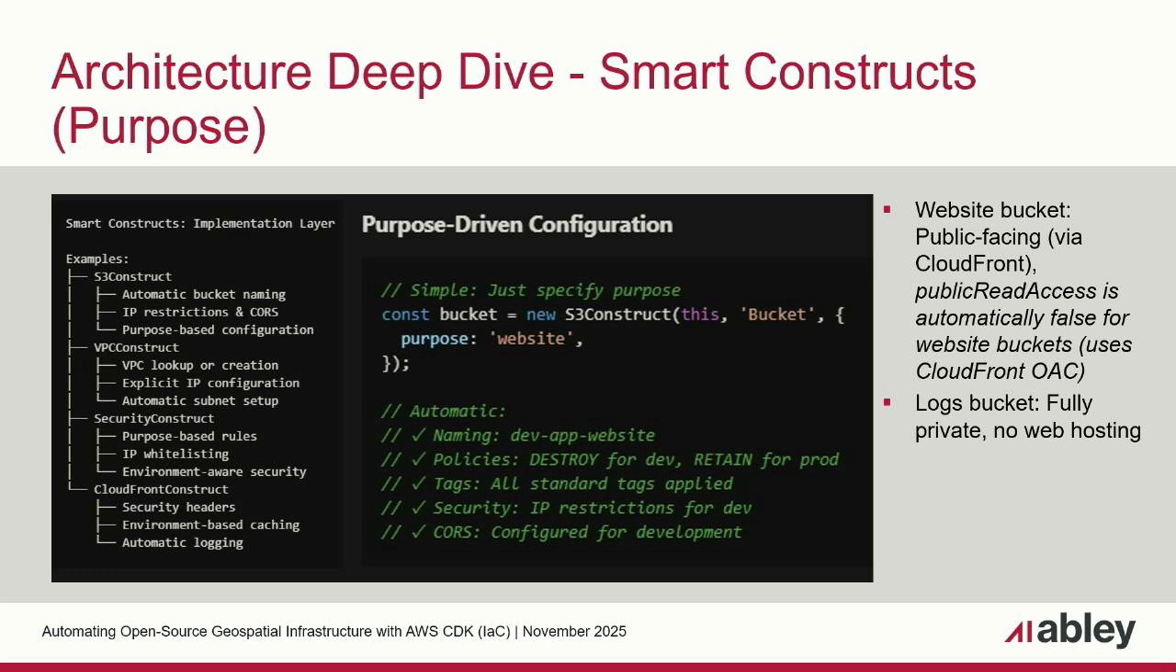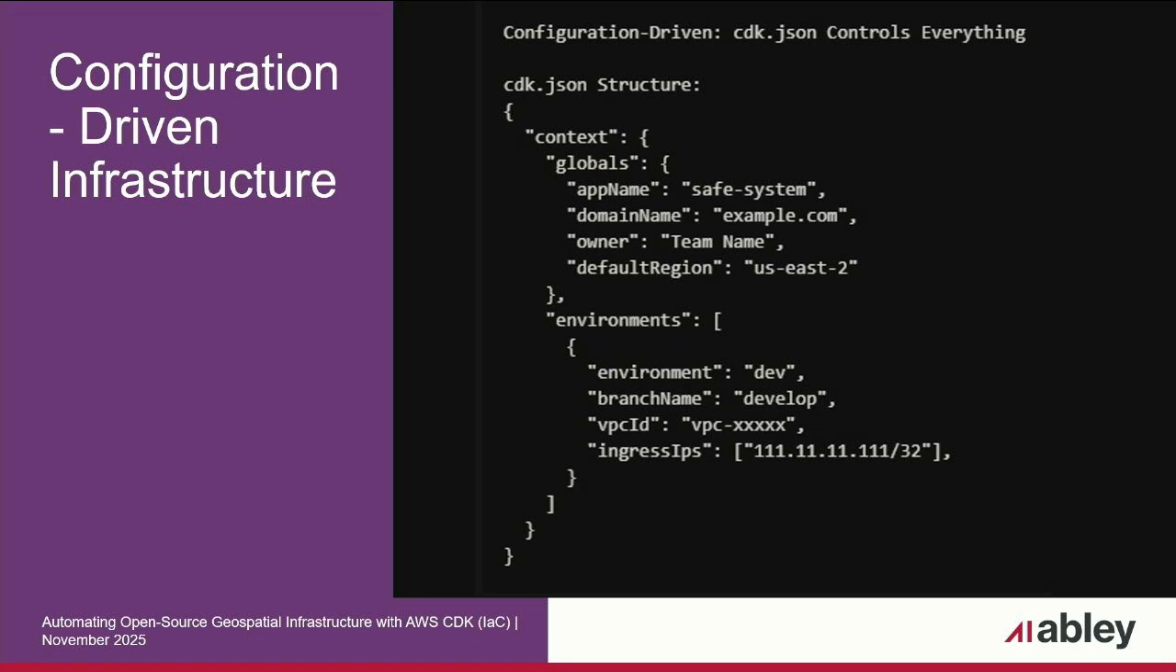And the last one is the smart constructs. What is it based on? It's like level 3 constructs, but mainly designed for our convention. All you have to say is the website purpose. This bucket's purpose is website. It automatically will make it public facing, whereas the log bucket is fully private because its purpose is log.